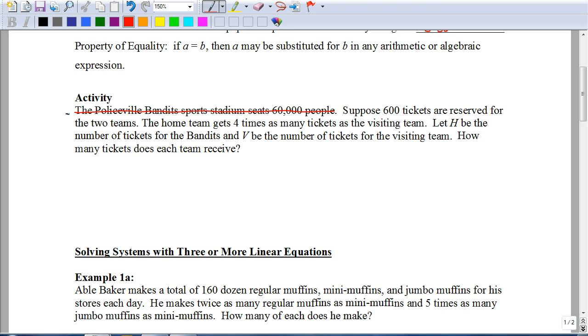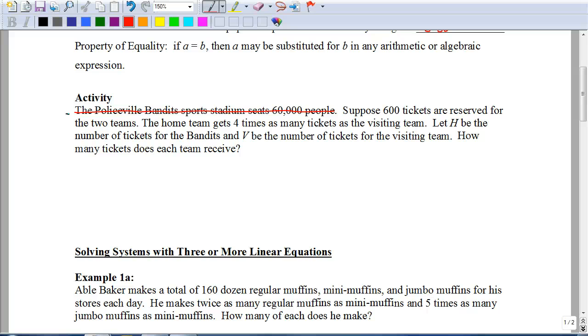So we're going to look at the rest of this now to be able to come up with a system of equations. Now, story problems can be kind of tricky, so you need to look through this. So it says, suppose 600 tickets are reserved for 2 teams. That right there is an equation.